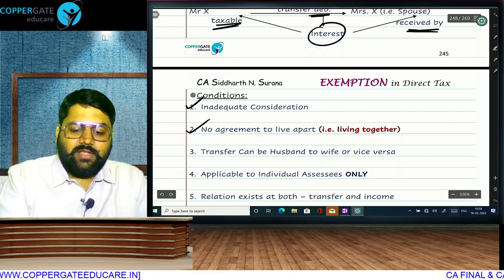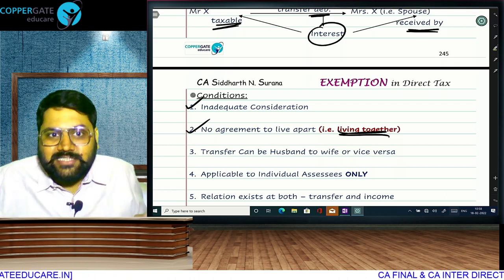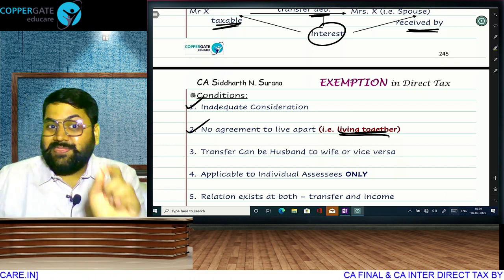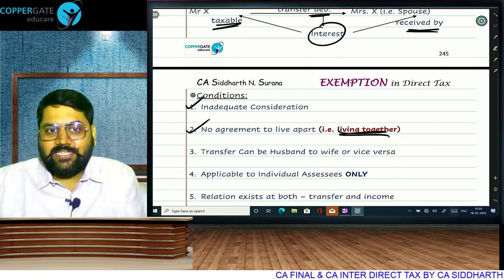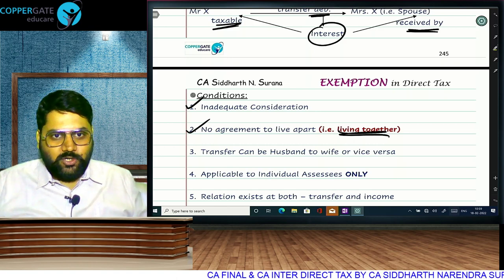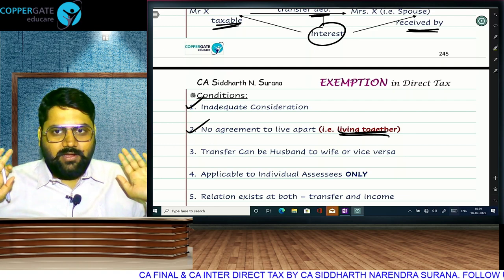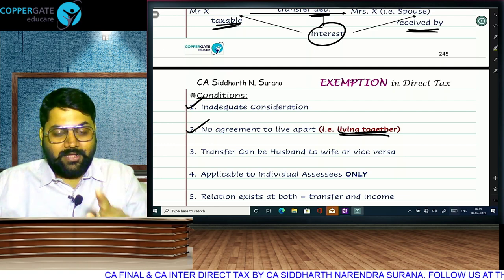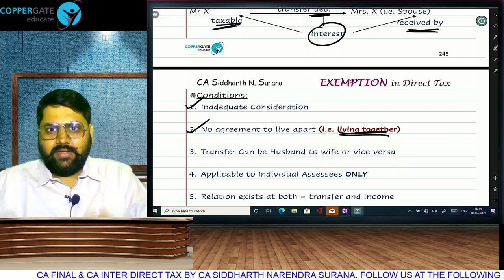There is no agreement to live apart. If you are living together, then only clubbing will apply. If you are separating and you are transferring, then that transfer is not being done for the purpose of tax evasion. That is done for peace of mind. Separate from your spouse, give her the asset, go, peace of mind. Then no clubbing if you are separating. Clubbing will apply only if you are living together. So: inadequate consideration, living together.